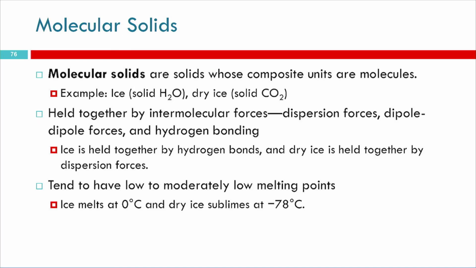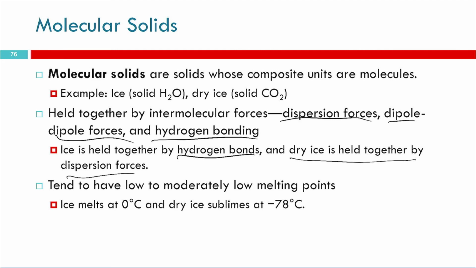Our molecular solids are solids whose component units are molecules. Ice, or dry ice, being solid H2O, solid CO2. They're held together by their intermolecular forces, which can be dispersion forces, dipole-dipole forces, and hydrogen bonding. Ice is held together by hydrogen bonds, and dry ice is held together by dispersion forces. And that's why you observe such a huge difference in their melting points. They tend to have low to moderately low melting points. So ice at 0 degrees C and dry ice at negative 78 degrees C.